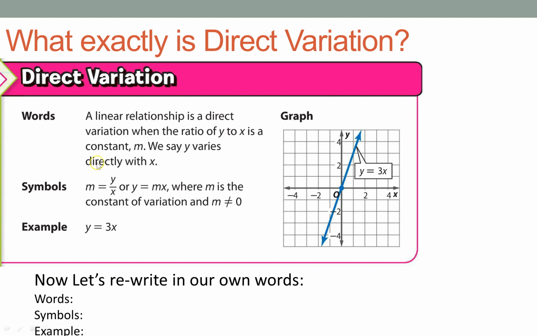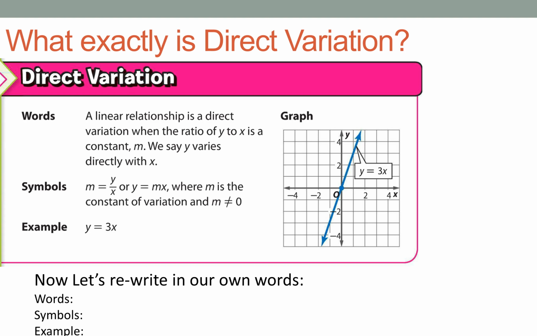All right, let's take a look at the symbols. M equals y over x, or y equals mx, where m is the constant of variation. Let's look over at the graph. That blue line has a slope of, if you said 3, you are correct. For example, a direct variation formula would look like this: y equals 3x. Now, m could be a fraction, so it could be like y equals 1/2 x.